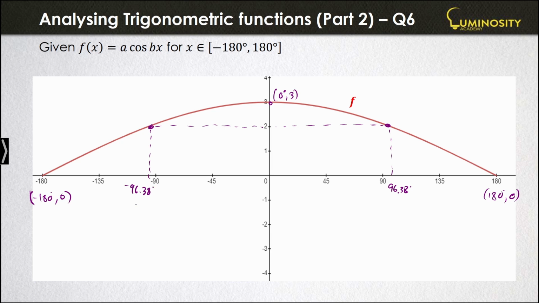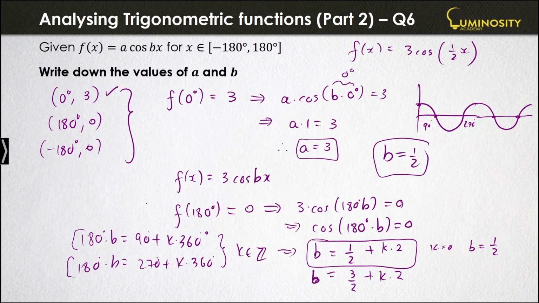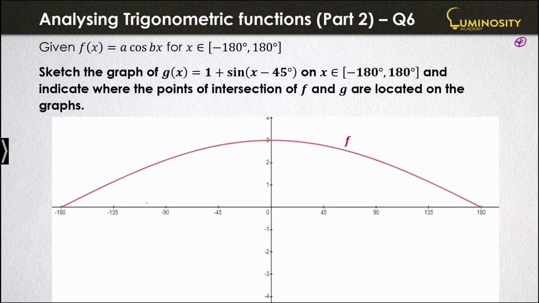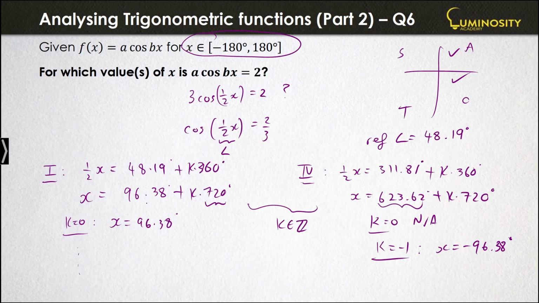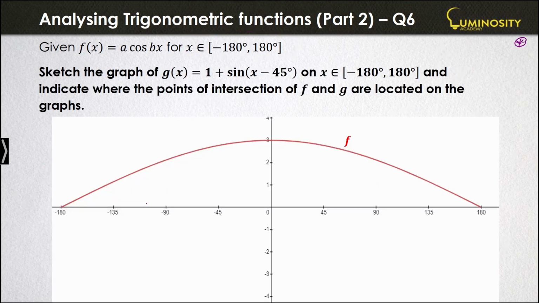Now, where does that number look familiar? It's literally the negative of that number. And that makes sense. Cos is an even function, so it's symmetrical about the y-axis. So once you found one, you could have easily found the other one. All right, so those are the two x values that'll give you that y value of 2.